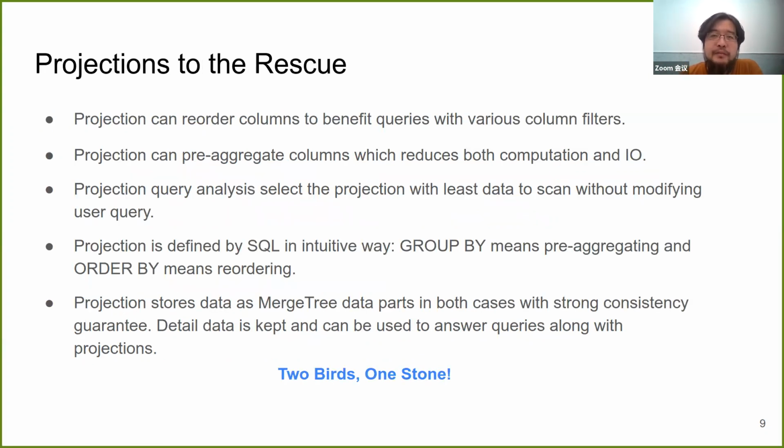To tackle these problems, we introduce projections. It solves them in a clean and consistent way. Projections can reorder columns and pre-aggregate columns without losing detailed data. It automatically boosts query execution without changing anything in the query. It can be defined by SQL directly, just like materialized views, but guarantees consistency. And we don't need to worry about replications. It's a two birds, one stone solution, or maybe just more birds in the future.